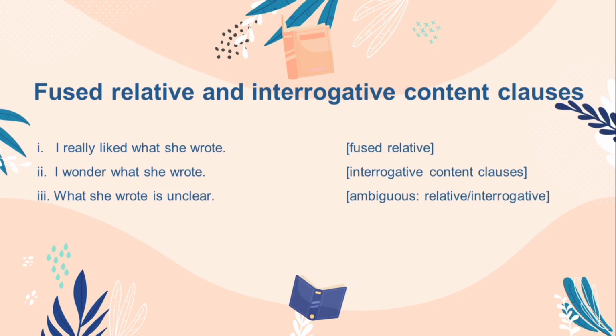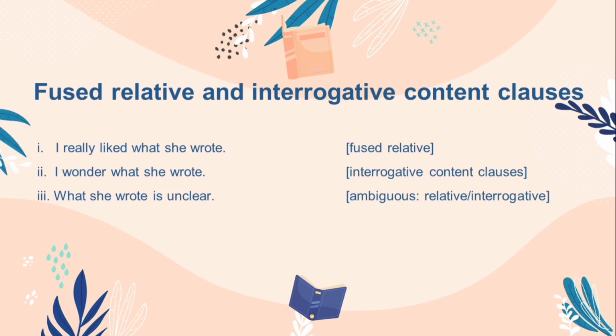In the first example, I really like what she wrote is a fused relative. Why? Because the verb like doesn't license an interrogative complement. So, what she wrote in the first example is unambiguously a fused relative. And in the second example, I wonder what she wrote is an interrogative content clause, because wonder licenses an interrogative complement but doesn't normally allow an NP as object.